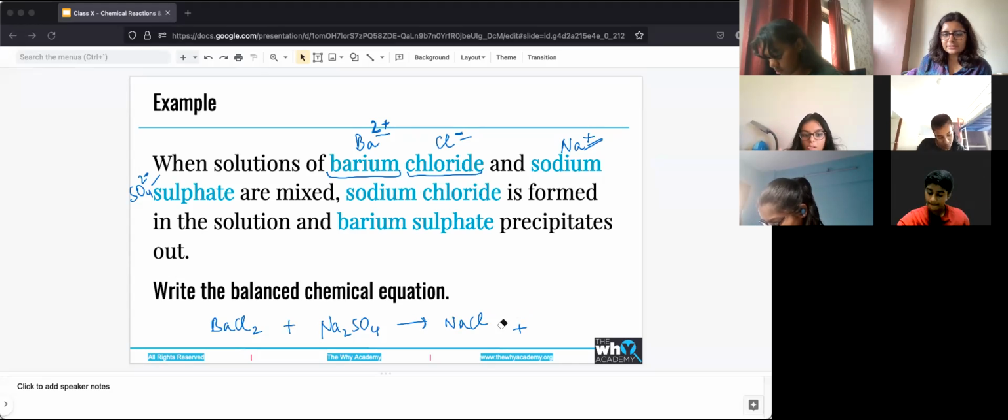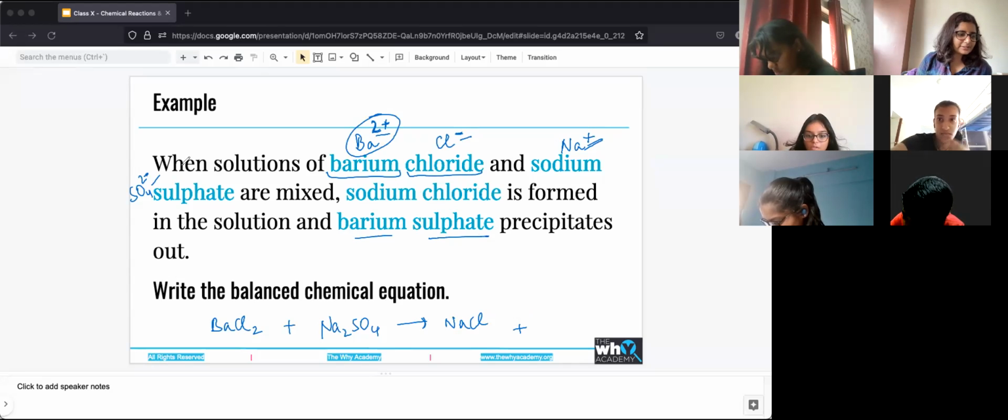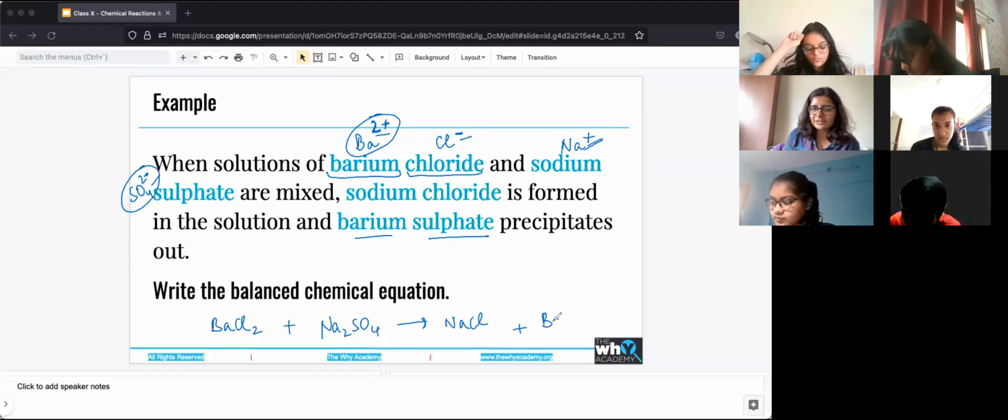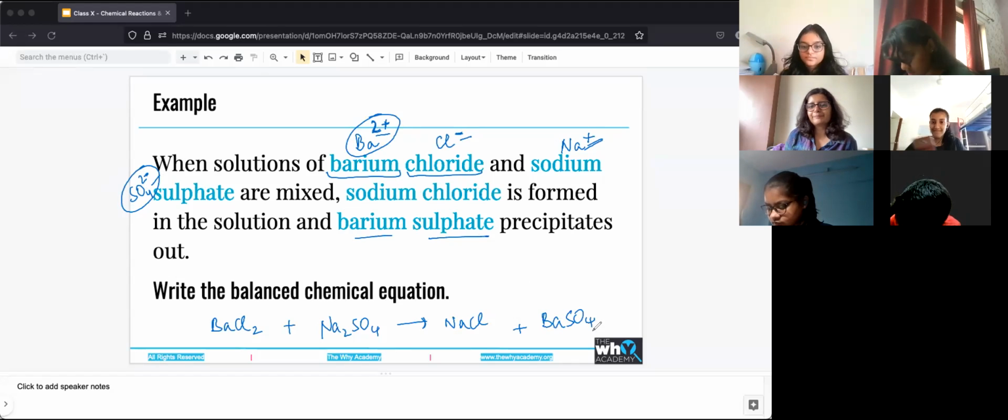Plus. Let's erase this. Barium sulfate. Barium is Ba2 plus. Sulfate is this. So barium sulfate, 2 plus 2 minus equal, that gets cancelled out. This will become BaSO4. Yeah, Kashvi, what's up?